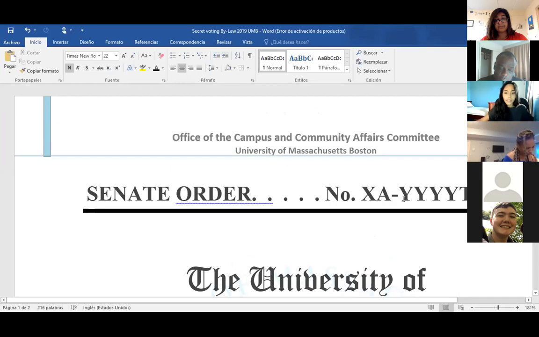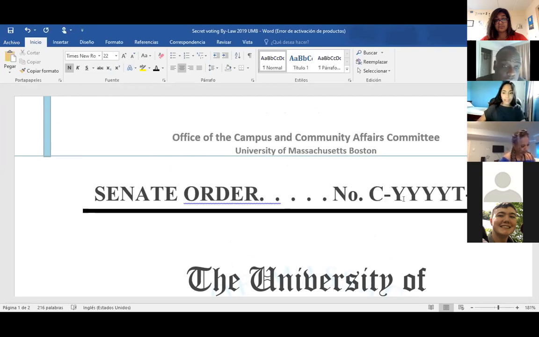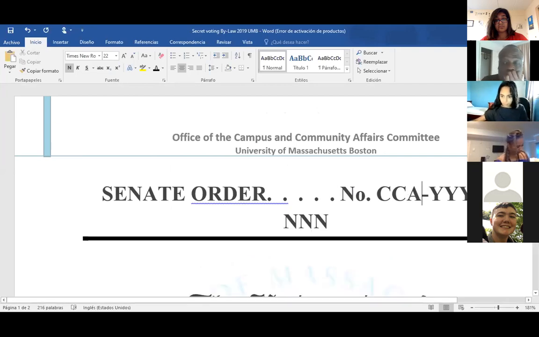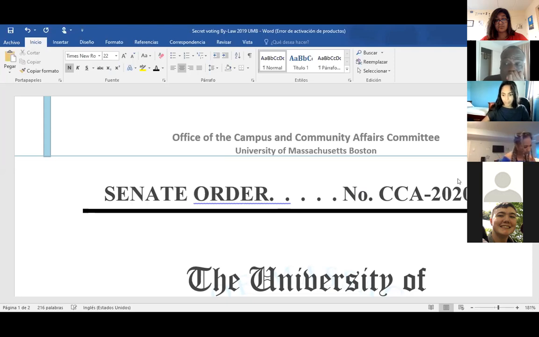Now we have the labels. This is where you will write a legislation. So let's just do one example so you can see how you will actually write a legislation. So let's say we are the committee of CCA, and this is going to be a committee legislation, right? I think it's C, and it's going to be an act. Then the year right here will be 2020, fall semester, 001.